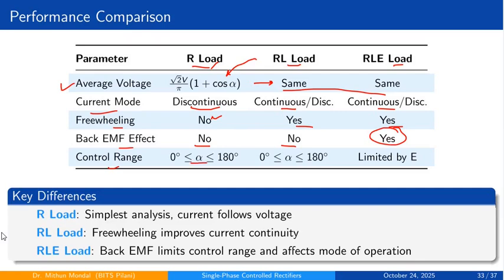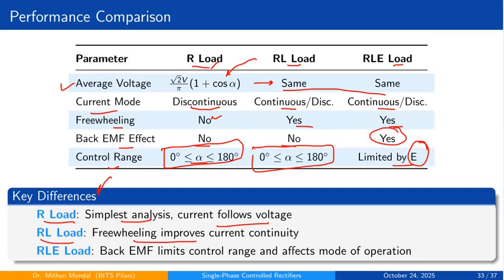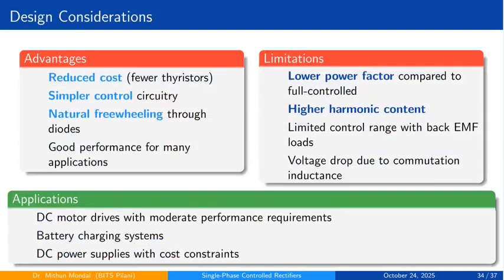Control range: if you see, alpha is from 0 to 180 degrees for R load, here also 180 degrees up to conduction, and it is limited by the value of the back EMF which is connected. So some of the key differences: R load is the simplest in analysis, and the current will follow the voltage. In the RL load, freewheeling will improve the current continuity, and when you have the RLE load, back EMF will limit the control range and affect the mode of operation.